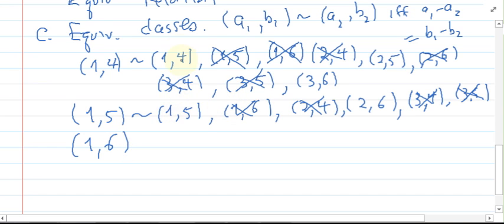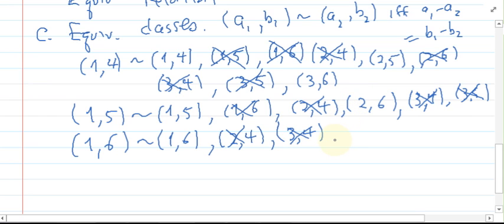Okay, (1, 6). It certainly doesn't work with (1, 4) and (1, 5). It does work with (1, 6). Does it work with (2, 4)? 1 minus 2 is negative 1, and 6 minus 4 is 2. That doesn't work. (2, 5) is already in the list, and (2, 6) is already in the list, so we don't check those. Then we have (3, 4). 1 minus 3 is negative 2, and 6 minus 4 is 2. Doesn't work. (3, 5) is not in the list, so does it work? 1 minus 3 is negative 2, and 6 minus 5 is 1. That doesn't work. (3, 6) is already in the list. So (1, 6) is only equivalent to itself.